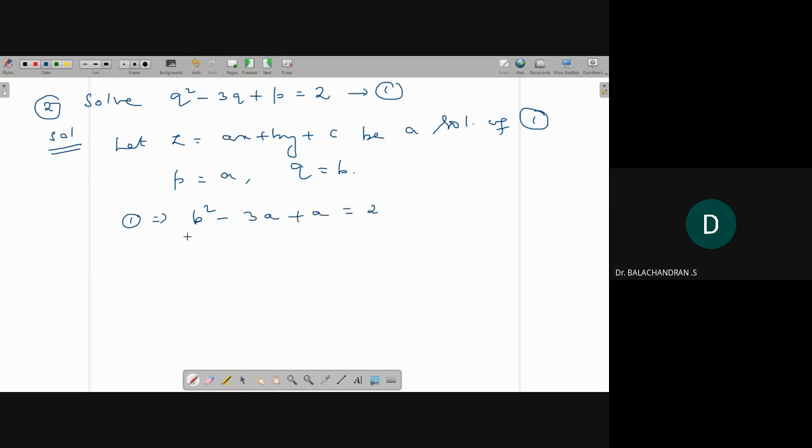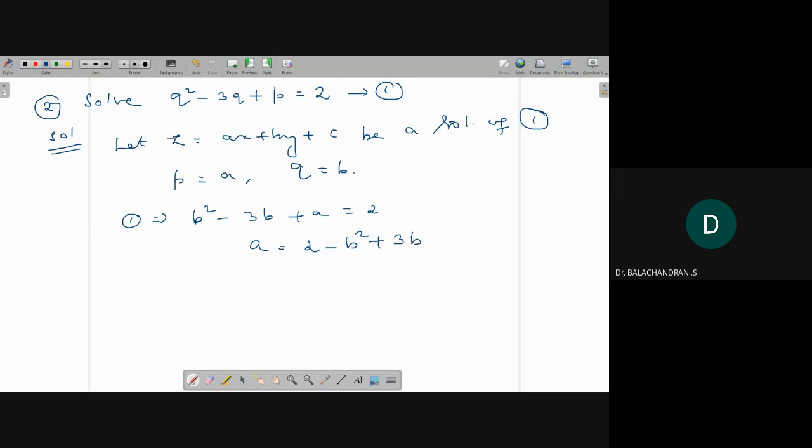Now either you can write b in terms of a or a in terms of b, but it is better to write a in terms of b, because b is in quadratic. So a is equal to 2 minus b square plus 3b. Okay, so now a is a function of b.